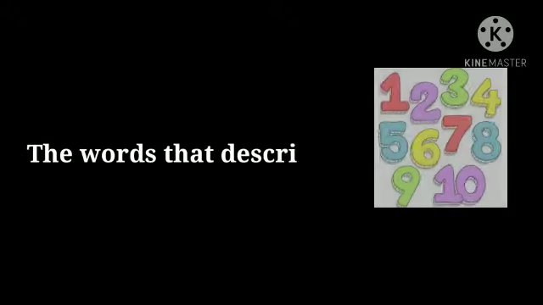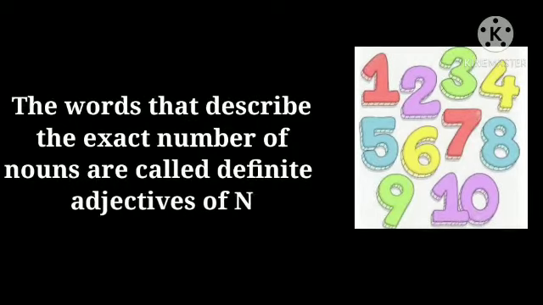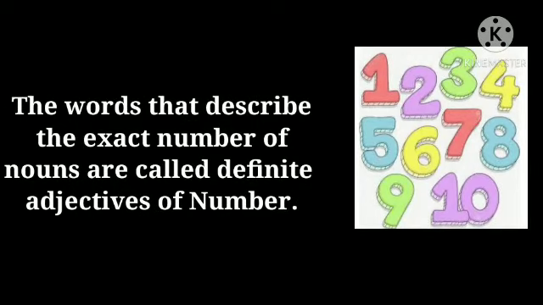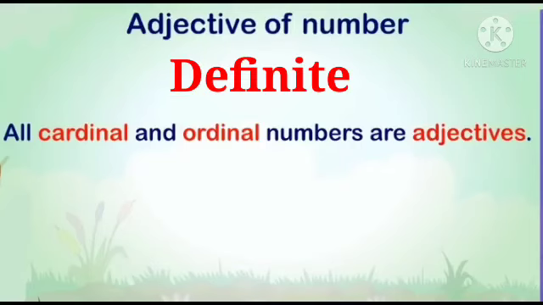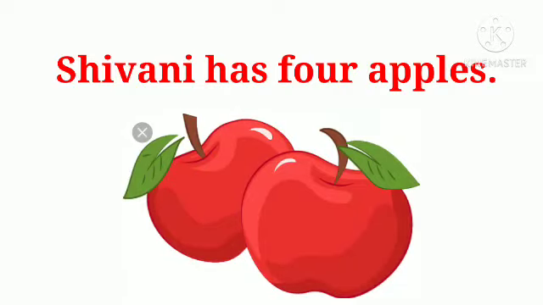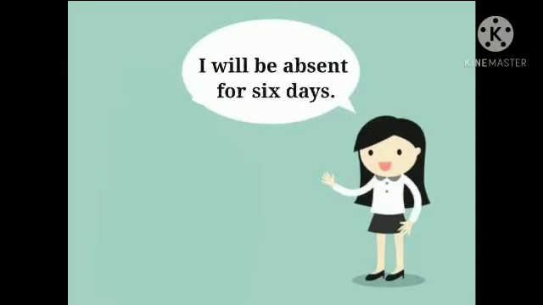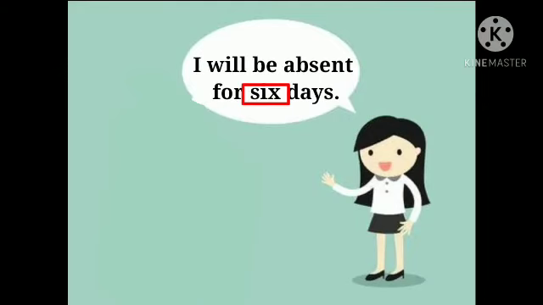Definite adjectives of numbers. The words that describe the exact number of nouns are called definite adjective of numbers. All cardinal and ordinal numbers are definite adjective of numbers. For example, Shivani has 4 apples. I stood in the 3rd row. I will be absent for 6 days.